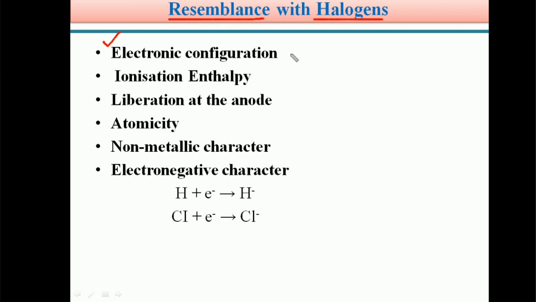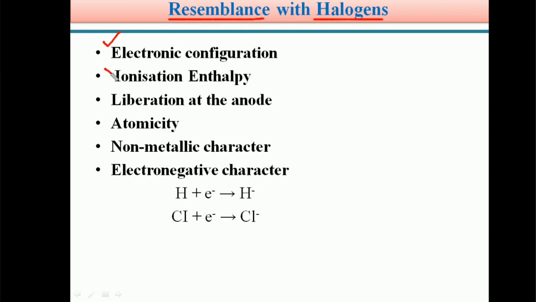If you see halogens, fluorine, chlorine, bromine, iodine, after gain of one electron they attain the stable configuration of the nearest inert gas. For example, fluorine, atomic number 9, after gaining one electron is identical with neon. Chlorine, atomic number 17, after gaining one electron is similar to argon. So students, hydrogen has a similar electronic configuration to halogens. This is one similarity between hydrogen and halogens.